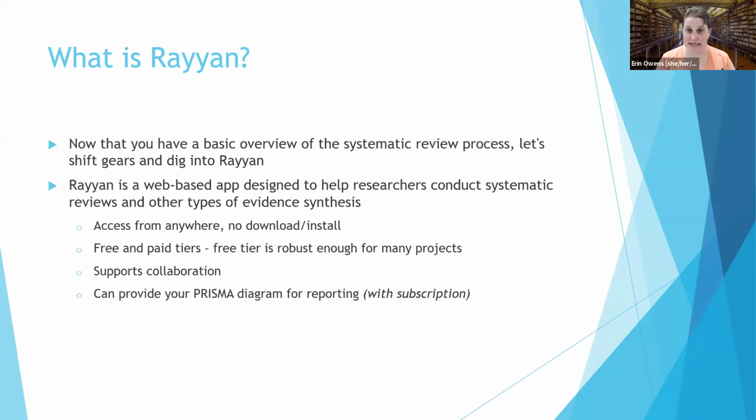They have a free tier as well as paid tiers. The paid tier has some extra bells and whistles, but honestly, the free tier is impressively robust. You can really get through most projects. Rayyan does fully support collaboration so that you can have as many researchers as you need sharing access to the project. The Prisma diagram is a common part of how you report the process of your search.